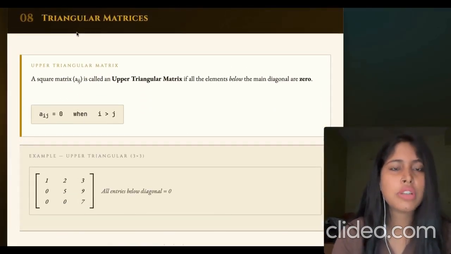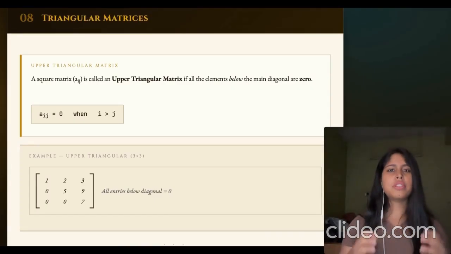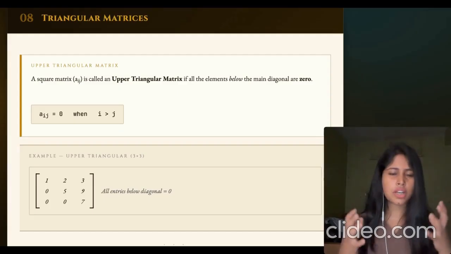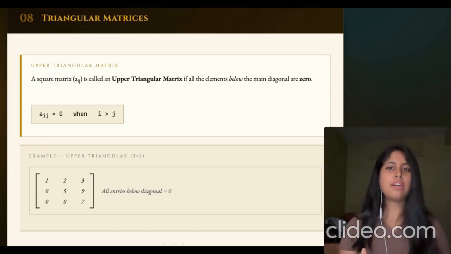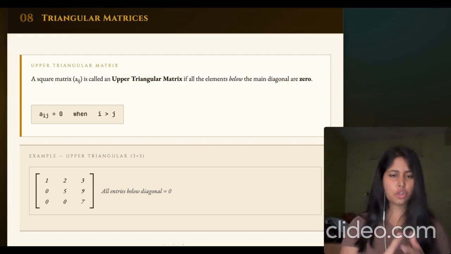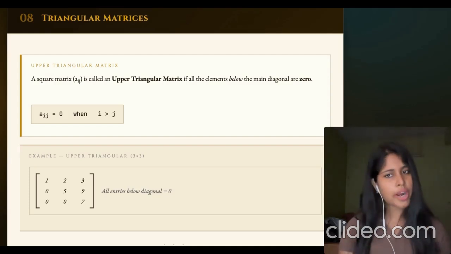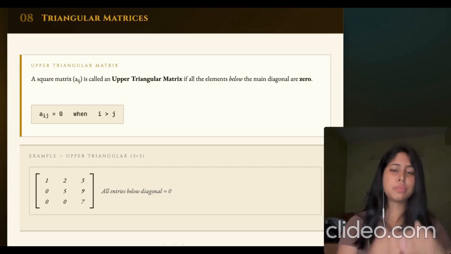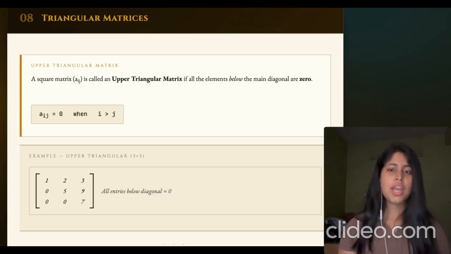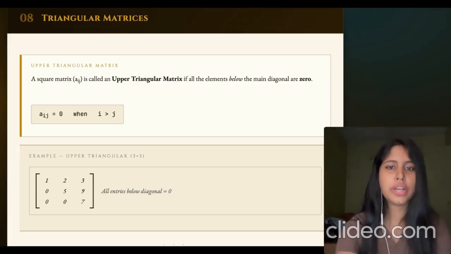Now coming to the triangular matrices. Now what is basically triangular matrices? This is again a very systematic kind of problems. Now we have two types of triangular matrices. The first is upper triangular matrix, and the second is lower triangular matrix. Now what is upper triangular matrix? It is basically a square matrix only, where all the entries below the diagonal are zero. The condition is a subscript ij equals 0 when i is greater than j.